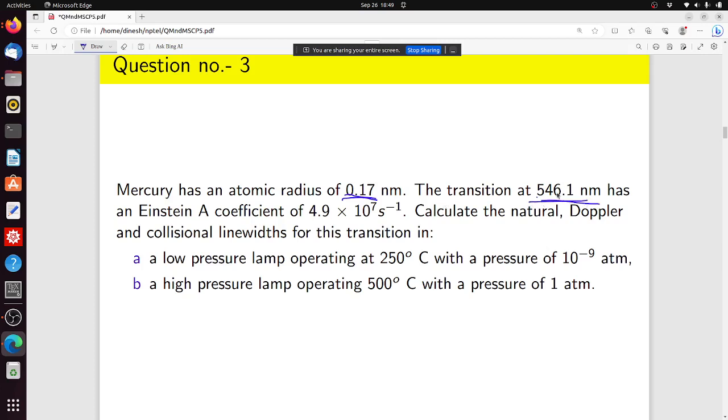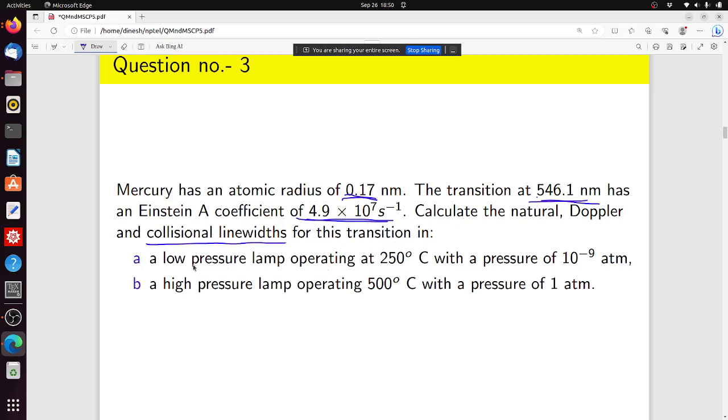The transition happens at this line, 546.1 nanometer, and has an Einstein coefficient A this much. Then calculate the natural, Doppler and collision line width for this transition.